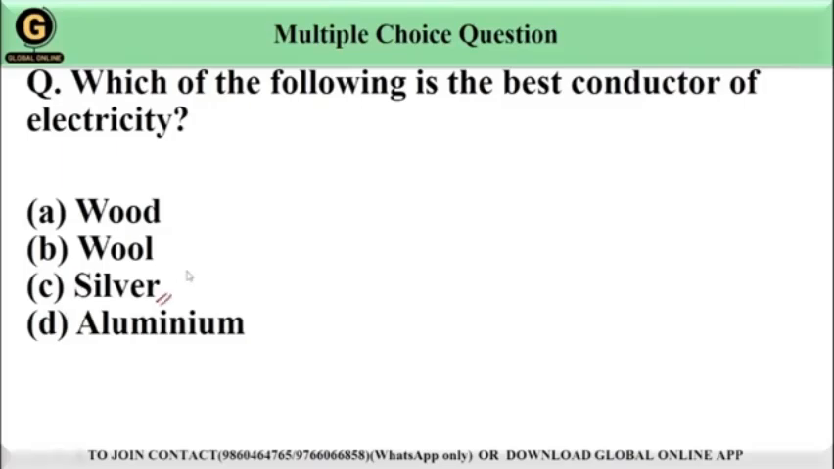It allows the free flow of electrical current due to its low resistance, while aluminium is also a good conductor and often used in electric wiring. Silver has the highest conductivity. Wood and wool are insulators and do not conduct electricity. So the correct answer from this option is option C, silver.